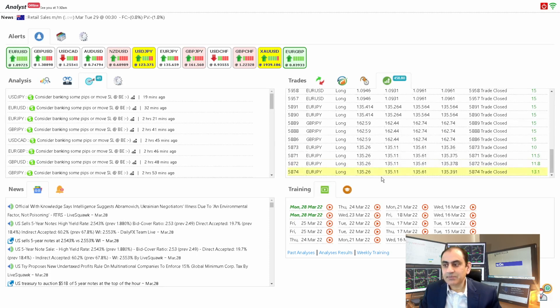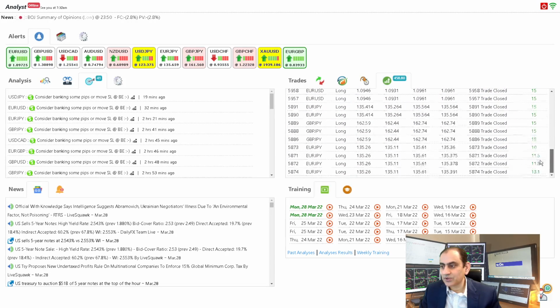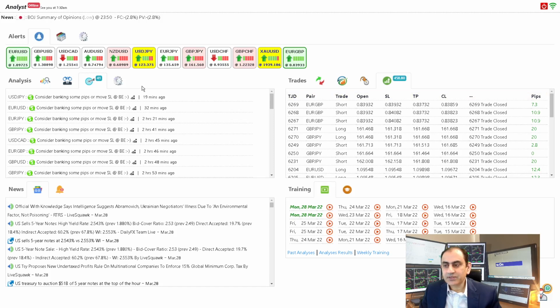You can see mainly euro yen, pound yen. You can see a pound yen short, short, and euro yen long, long, long, and short. Or how that can be possible.